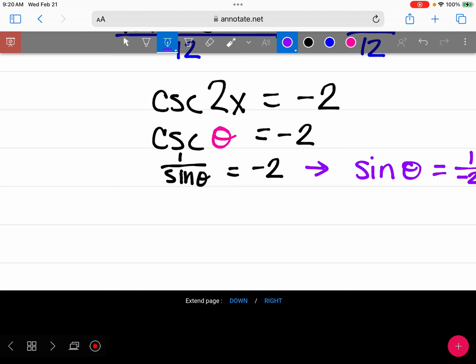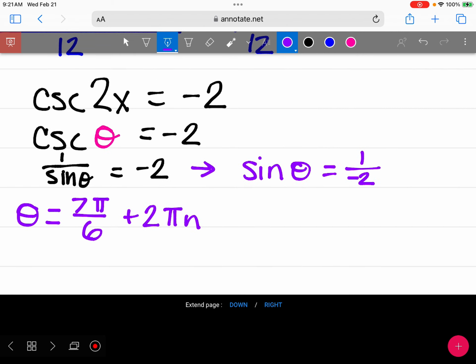Either way, we're going to find out that our theta is going to equal 7 pi over 6 was one option, plus 2 pi n. Any place else where we have a sine of negative 1/2? And we have another one at 11 pi over 6 plus 2 pi n.